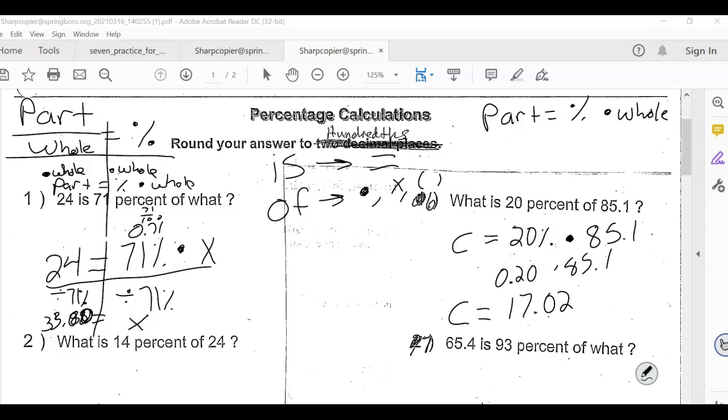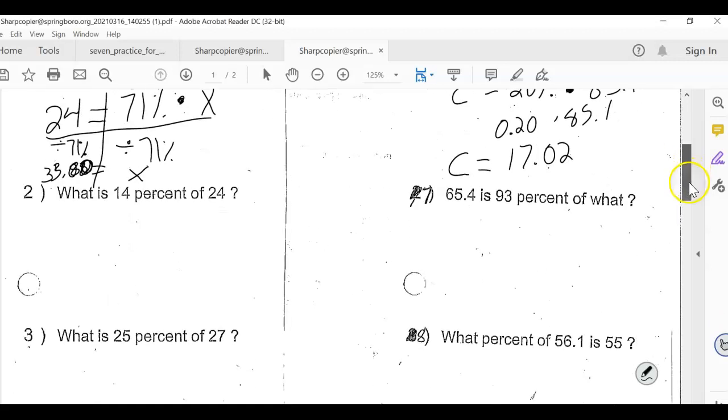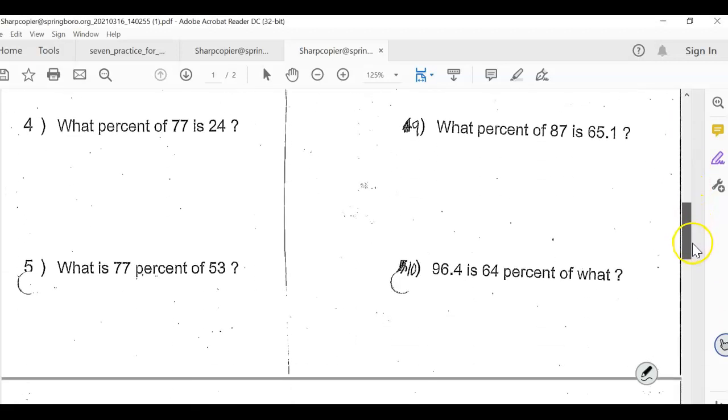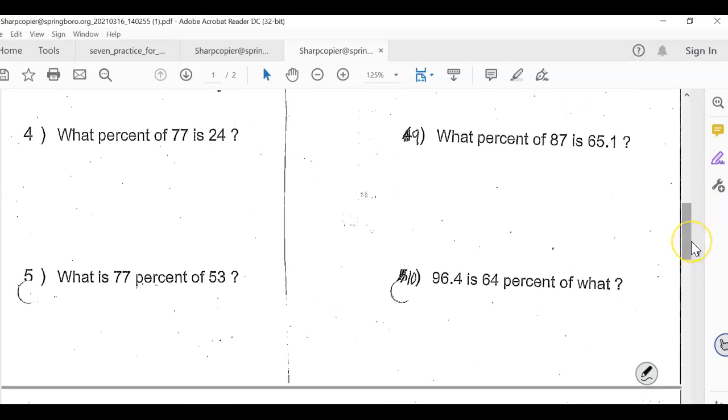Now, go ahead and try question number 4. Question number 4.